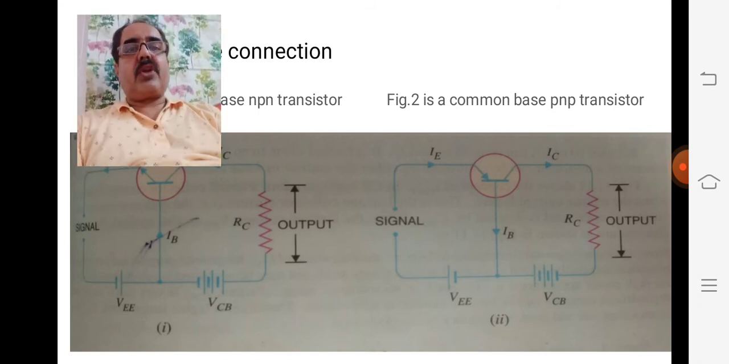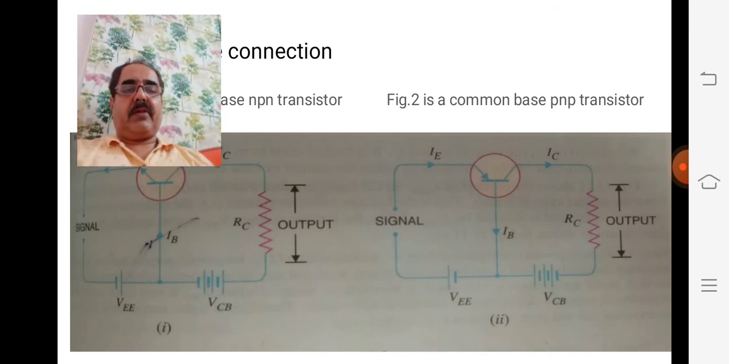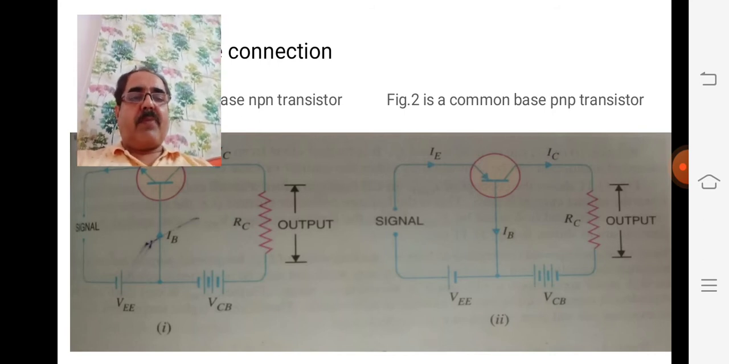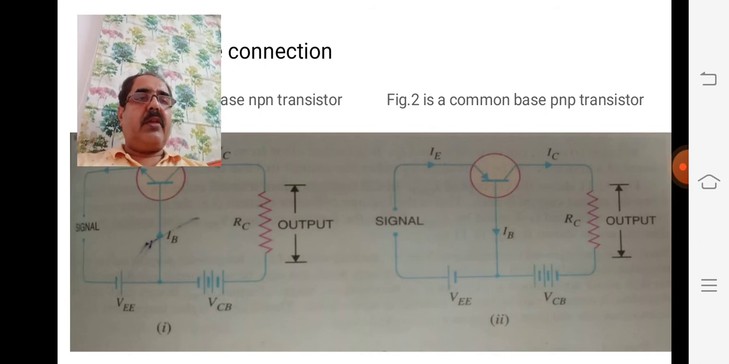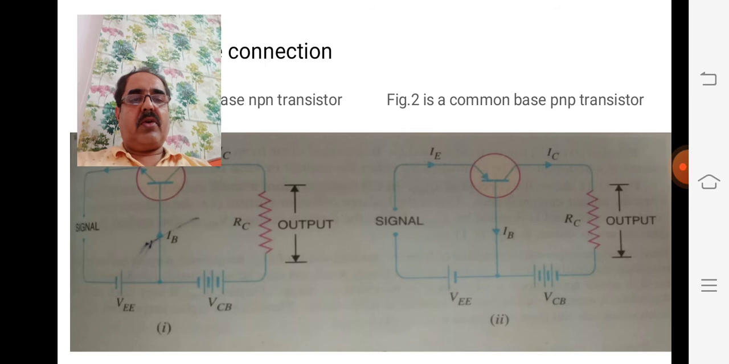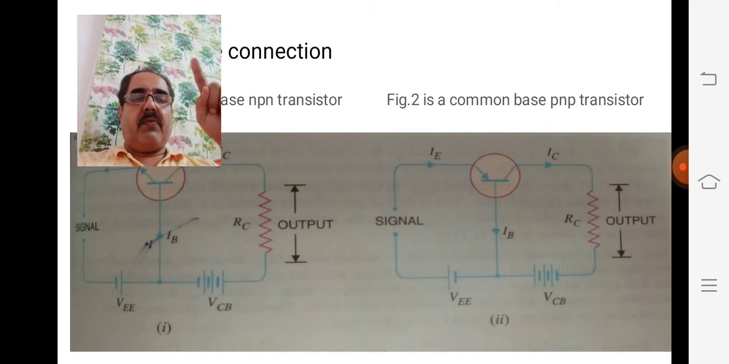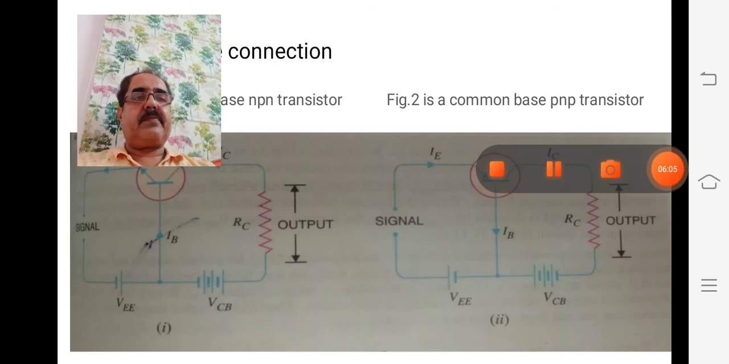What is the definition of current amplification factor? The ratio of change in collector current to the change in emitter current at constant collector base voltage is known as the current amplification factor, and it is written with suffix VCB. What is CB? That is the collector base.